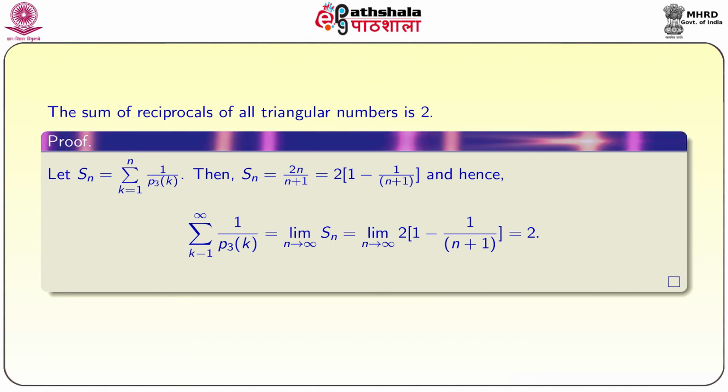The proof is straightforward. Again, Sn is the nth partial sum of this series. Then we already showed that Sn is equal to 2n by n plus 1. So, that 2n by n plus 1 can be written as 2 into 1 minus 1 by n plus 1. Hence, if we take a limit on both sides, we are going to get the sum of the reciprocals of all the triangular numbers equal to 2. Okay, this is an interesting property, that the sum of the reciprocals of triangular numbers is equal to 2.